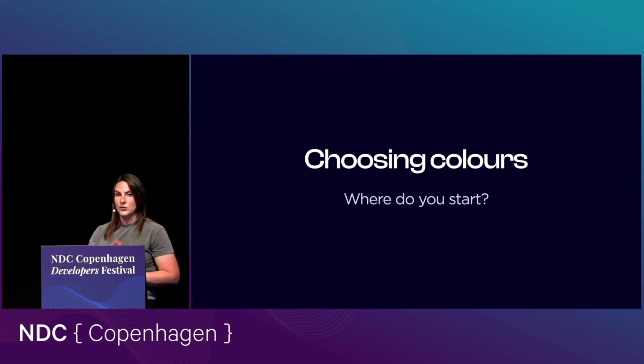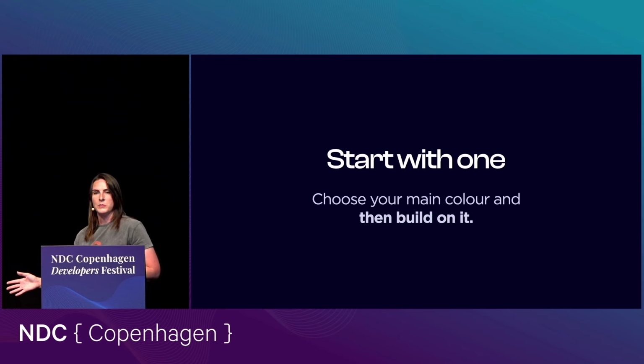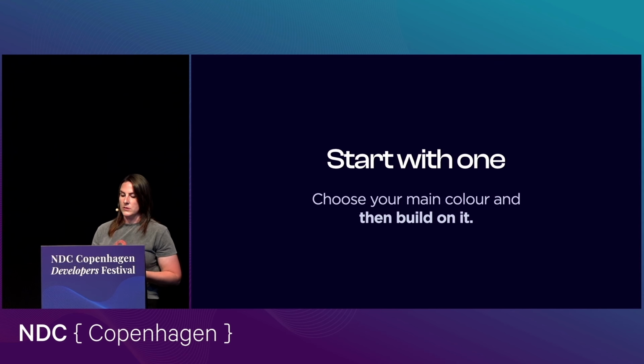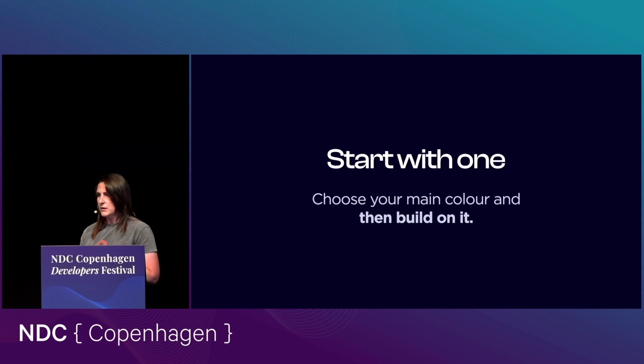When it comes to choosing colors, I follow a very similar principle to the typography one. Let's keep it simple. Start with one, and then we can build the rest of our color palettes around that. And I suggest starting with a main color that you want to associate with your brand or your project. Again, if you're stuck here, you can go to some tried and tested methods.